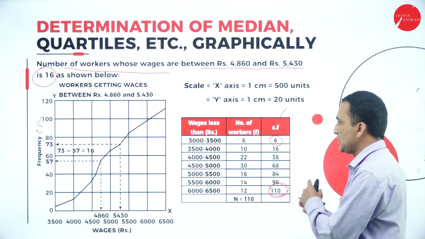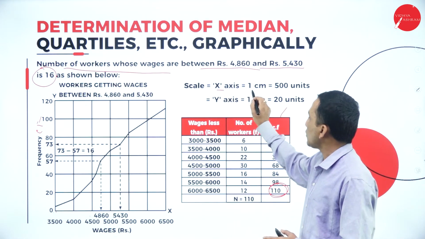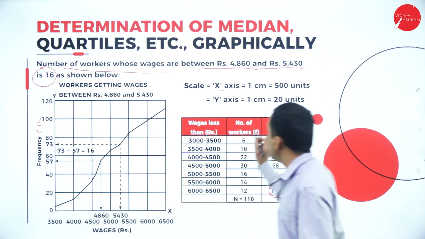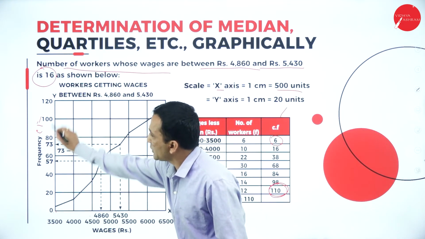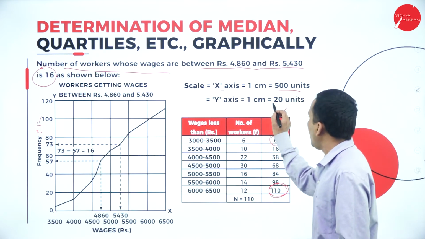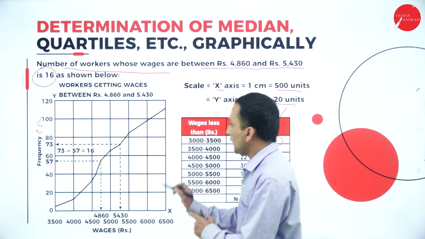Once we have that, we immediately need to write the scale. On the x-axis, each 1 centimeter is how many units? 500 units. On the y-axis, each 1 centimeter, what difference did we take? We took a difference of 20. Is it clear?